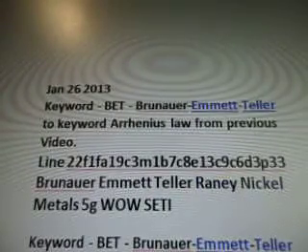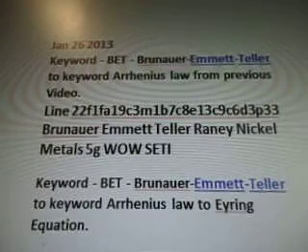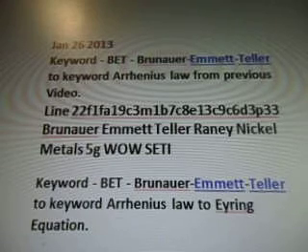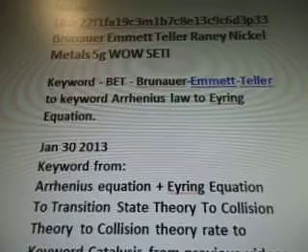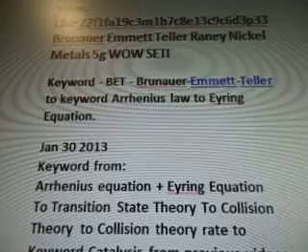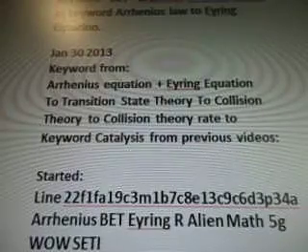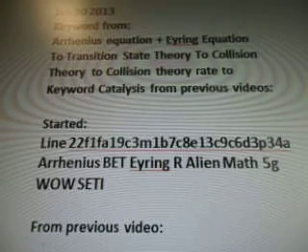Today's February 16th. We were looking at the keyword BET, Brunauer-Emmett-Teller, and then Arrhenius law in line 22f1fa19c3m1b7c8e13c9c6d3p33. Brunauer-Emmett-Teller Raney nickel metals 5G Wow Seti. Then the keyword of Brunauer-Emmett-Teller and Arrhenius law to Eyring equation, and then we went from Arrhenius equation to Eyring equation. Then transition state theory, collision theory rate, and then now we have the catalyst from the previous video.